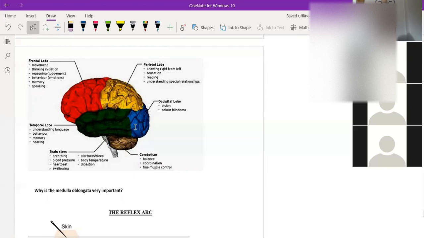Occipital lobe is for vision, and if the person has a problem there, you get things like color blindness. Temporal lobe is for hearing, mostly. Also you have memory, behavior, and understanding language, because you need to hear to understand certain things. All temporal lobe. Okay, and then the brainstem is very important.